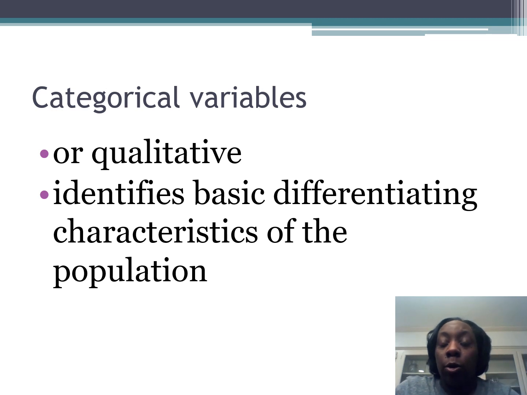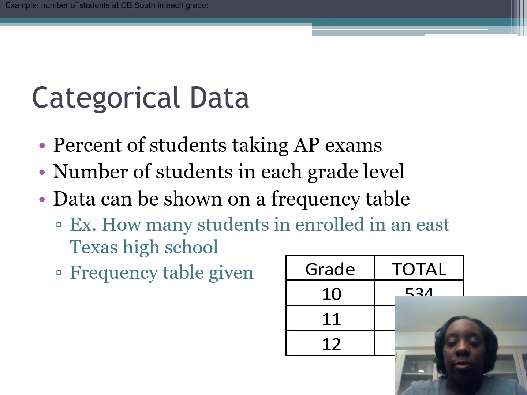Okay, so categorical variables, another name is qualitative. You can follow along with your notes. Identifying basic differential characteristics like a person's gender, race, color shirt they're wearing, type of car they drive, all those are categorical data. This is just an example of collecting categorical data using AP exams.